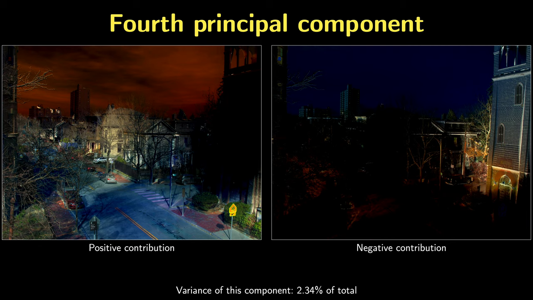If we look at the fourth principal component, then this explains 2.34% of the total variance. And we see in the positive contribution that the street is fairly brightly lit, and there are also various shadows that are cast by the trees. In particular, in the movie, we see that there is a period when the shadows move across the street, and this component might help us to capture those shadow transitions more accurately.